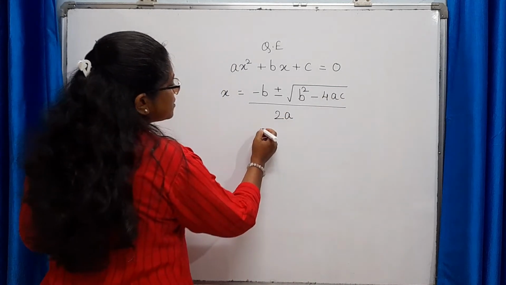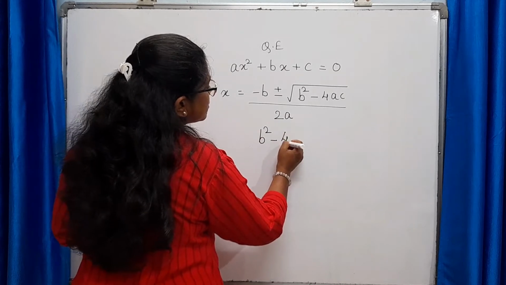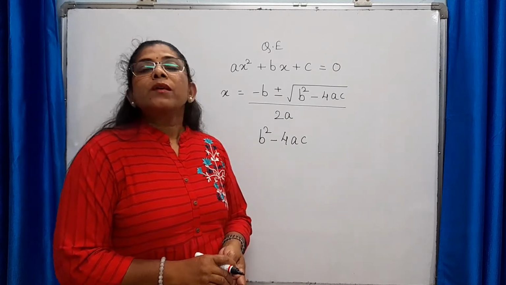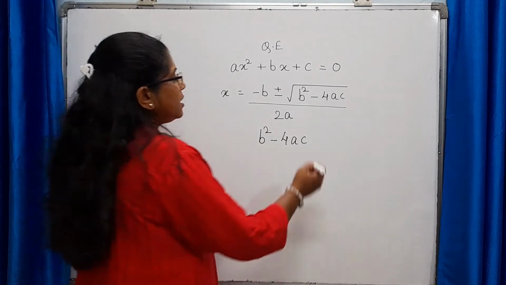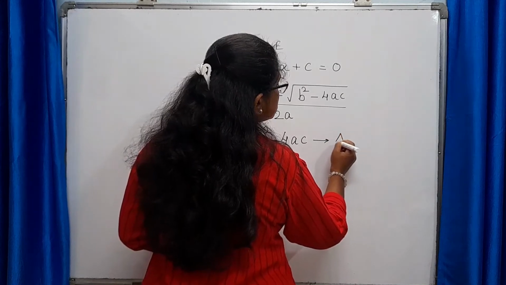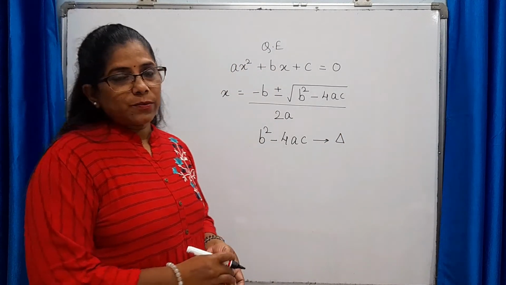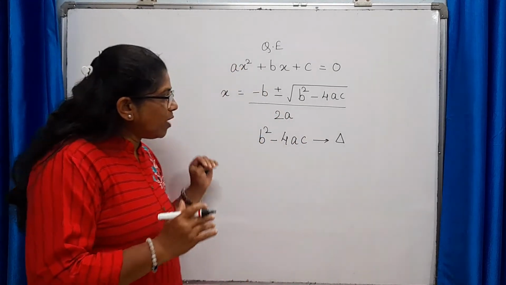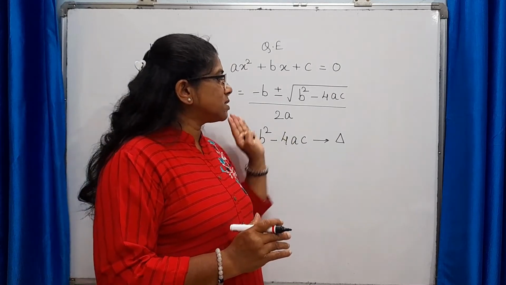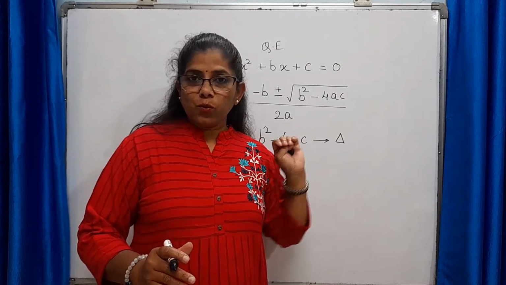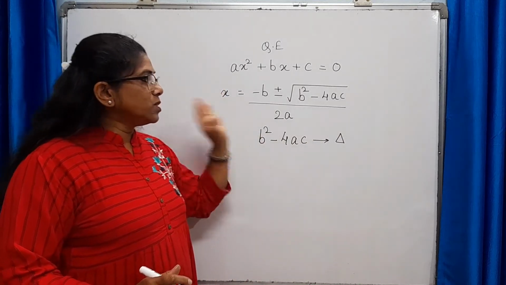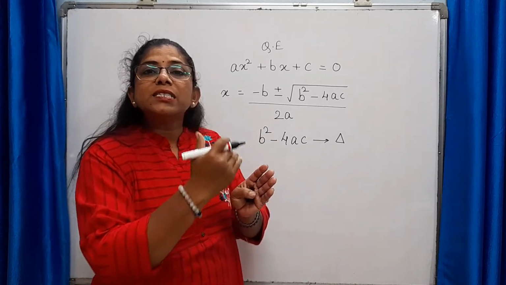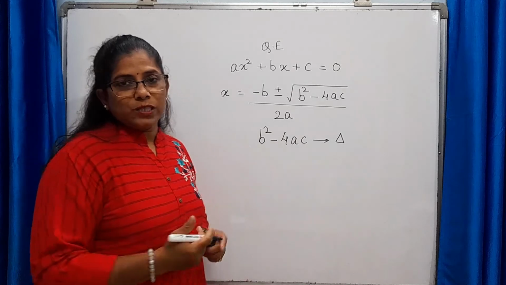This b square minus 4ac is called the discriminant, and in short it is denoted by a small triangle which is called delta. But right now we will consider b square minus 4ac. So the value of this b square minus 4ac decides the nature of roots, that is, how the roots of the given quadratic equation are. So let's see how this b square minus 4ac decides the nature of the roots of the given equation.